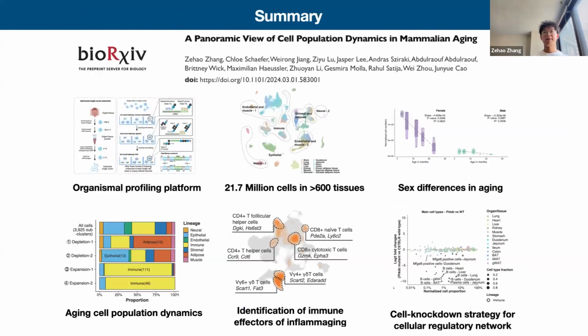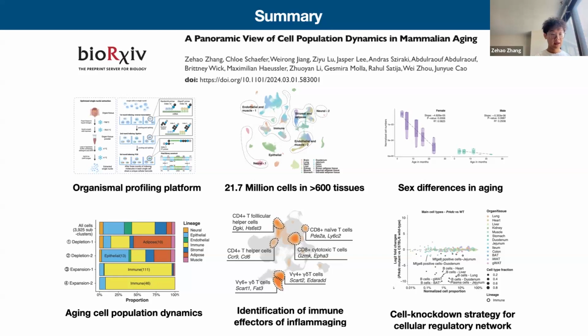To summarize, in this PanSci study, we developed an organism profiling platform, and we generated this atlas of over 20 million cells across over 600 tissues, and we've been using this atlas to study the sex difference in the aging. We're trying to identify the aging cell population dynamics, and we also identify the key immune effector of the inflammatory aging. And we also do a first exploration using this cell knockdown strategy for cellular regulatory network inference.